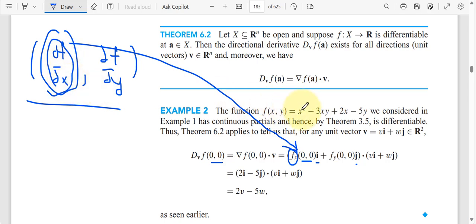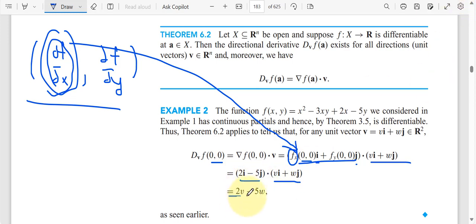So what is the partial of f with respect to x? It's 2x minus 3y plus 2. And then we have to put in 0, 0 into that. I'm not going to do that, but apparently we get 2i minus 5j. Suppose that's true. Then we still have this as this, and we dot product them, and we get 2v minus 5w.